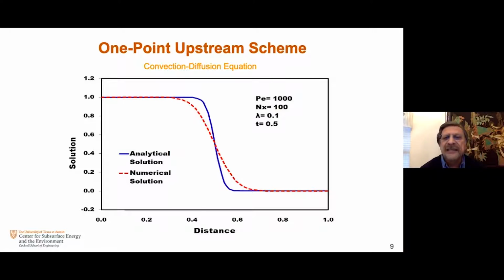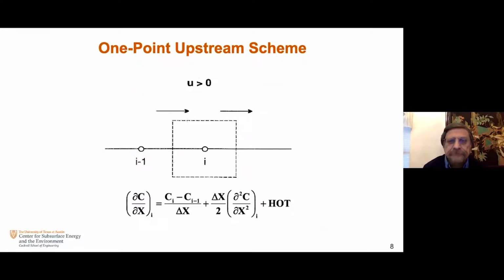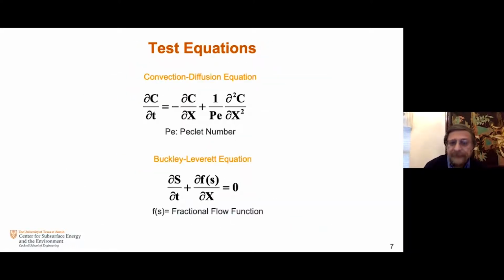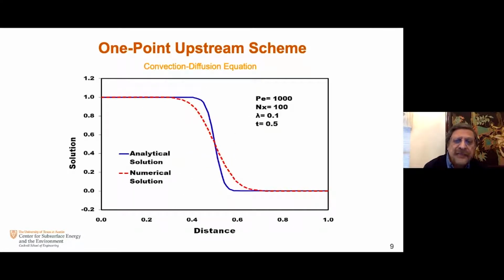Okay, in this case, the problem is pretty much hyperbolic, because the coefficient in front, the inverse of the Peclet number, is a very small number, so it's a Peclet number of 1000. So in this case, the convective term is dominating, and the solution does not oscillate, but it does smear. The number of grid blocks is about 100, and blue is shown as the analytical solution, and the numerical solution is shown as a dashed red line. And as you can see, there is smearing there.